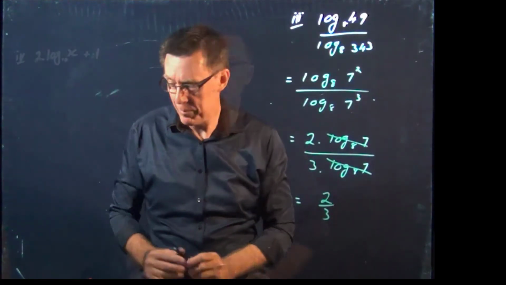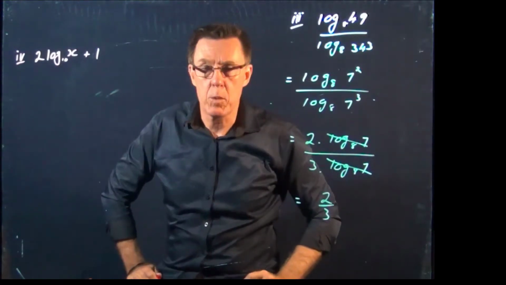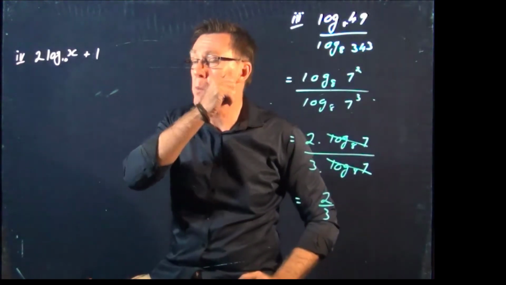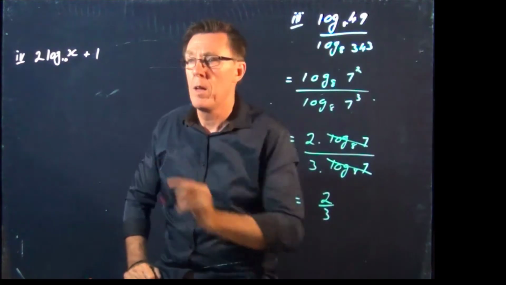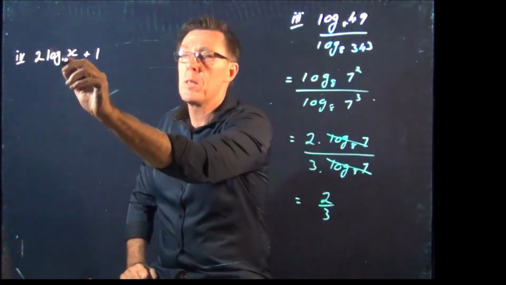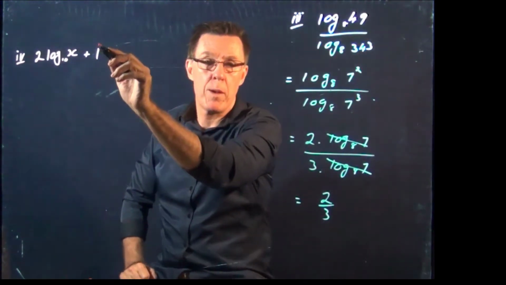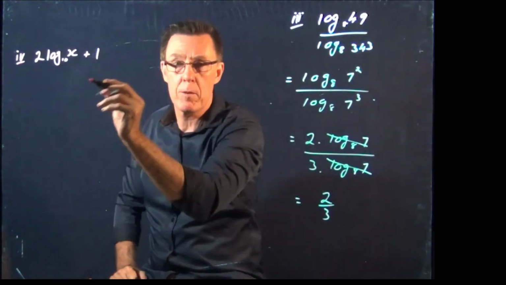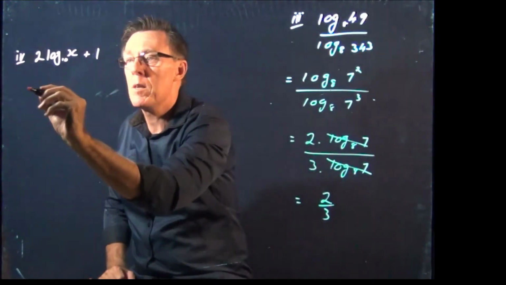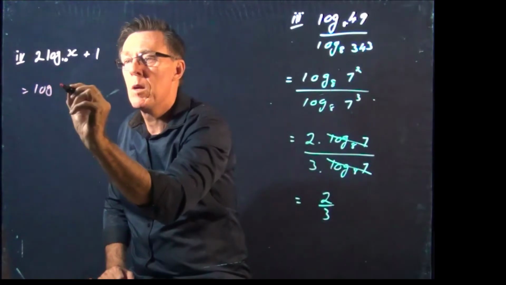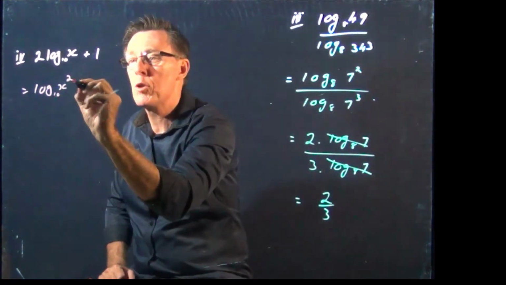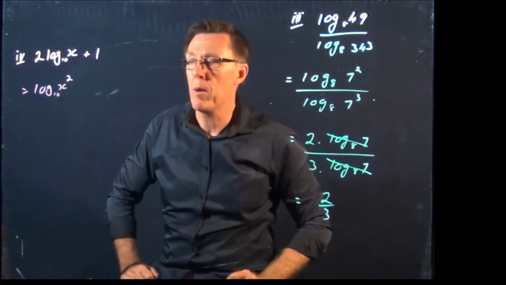That's an easy one. Alright, let's see where this one leads us. 2 log x base 10 plus 1. Once again, I'm just going to begin by taking this multiplier at the front and doing the power law of logarithms backwards and move it up into its index line. So it's going to be log of x base 10, and that 2 goes up there as a power.